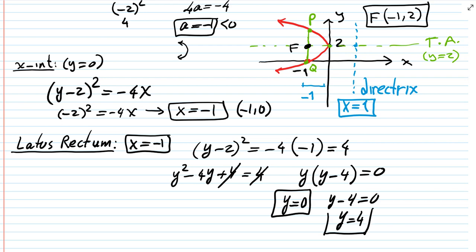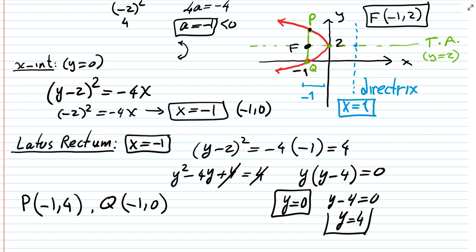And there we have it. That would be this one, P. So the coordinates of point P, the higher point, is (-1, 4). Q, the other point, would be (-1, 0). And we have the 2 points on the latus rectum. There you go. That's a complete exercise.